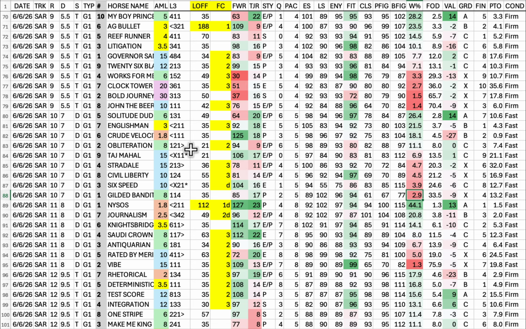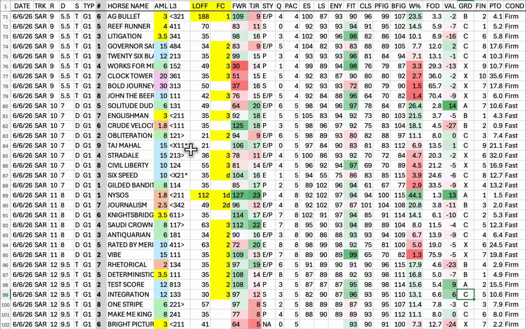11, Nisos was the play. I hit it. 12, Deterministic won. I actually bet on Test Score at 15 to 1. He took second. I bet on win place. He paid $14 to place. And ran extremely well. Deterministic won.